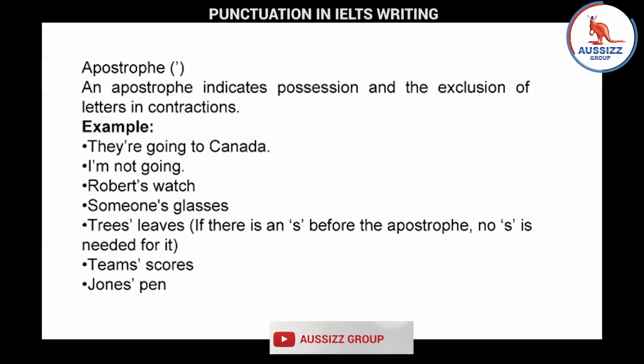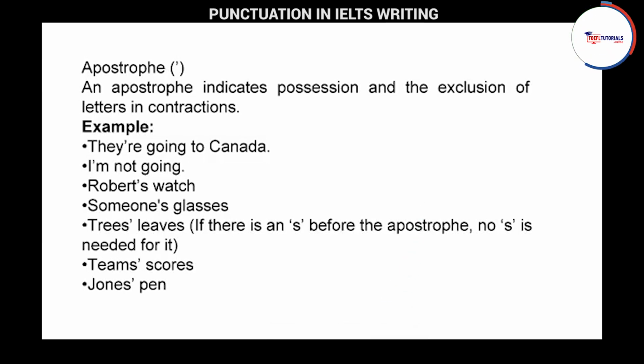Robert's watch. Someone's glasses. Means it shows possession. Apostrophe is nothing but it shows possession to a thing. John's pen. Team's scores. Tree's leaves. So these are nothing but the possessive forms. Okay. So apostrophe.